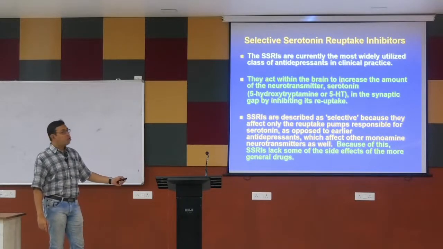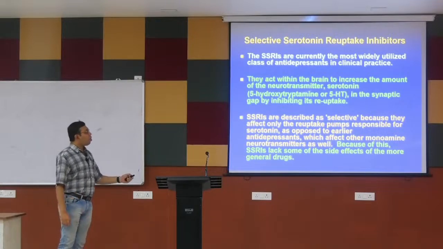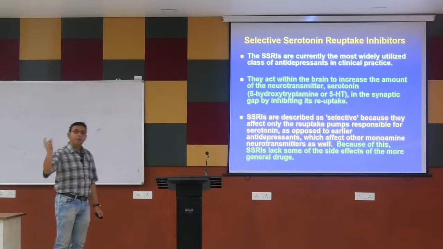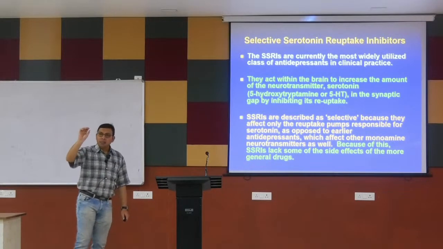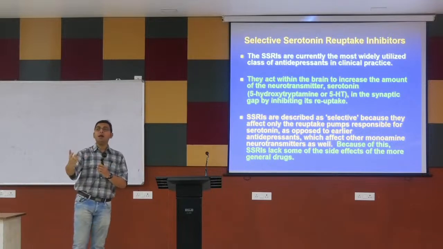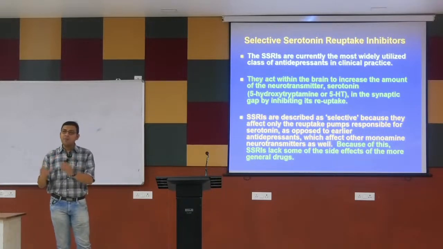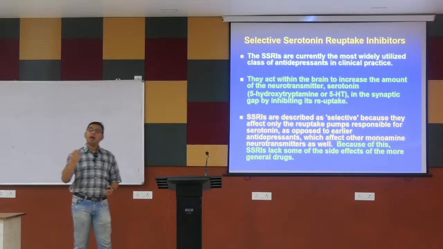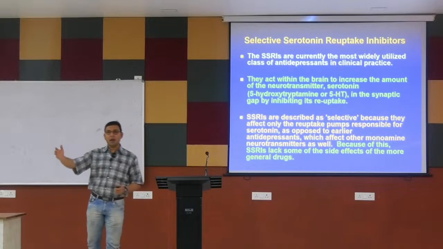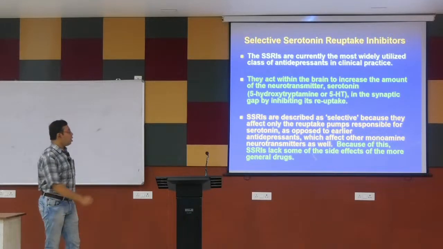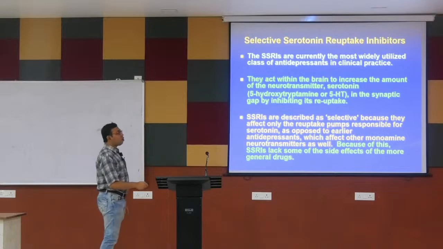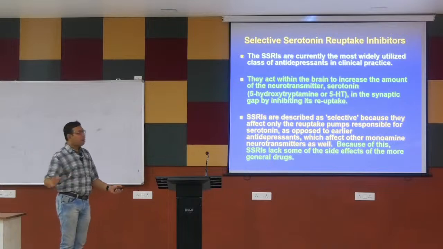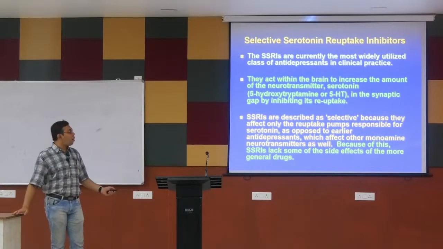They act within the brain to increase the amount of the neurotransmitter serotonin, 5-hydroxytryptamine, in the synaptic gap by inhibiting its reuptake. That's why they are called selective serotonin reuptake inhibitors, because they are selectively inhibiting the reuptake of serotonin and their effect on other neurotransmitters is less. Because of this, the side effects are also less in comparison to tricyclic antidepressants or monoamine oxidase inhibitors. They are described as selective because they affect only the reuptake pumps responsible for serotonin, as opposed to earlier antidepressants like tricyclic antidepressants, which can affect other monoamines also.